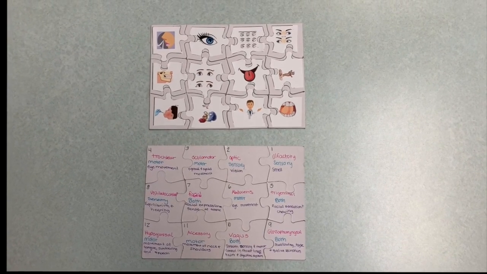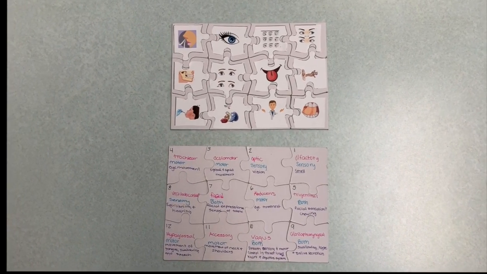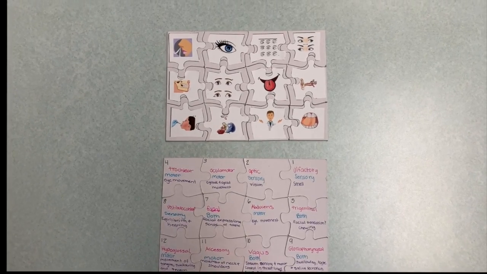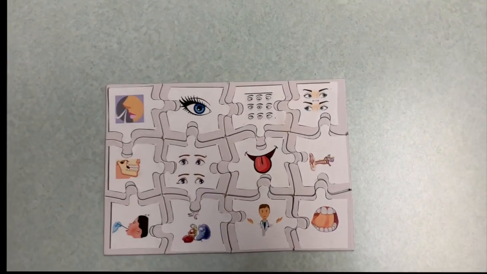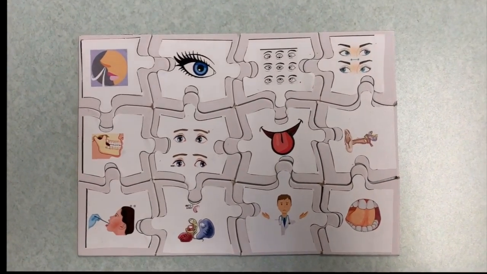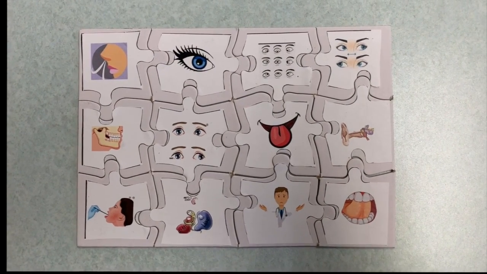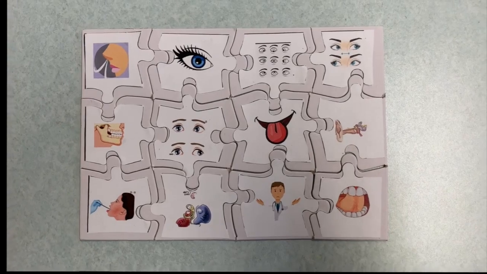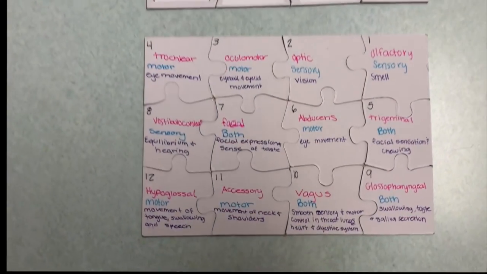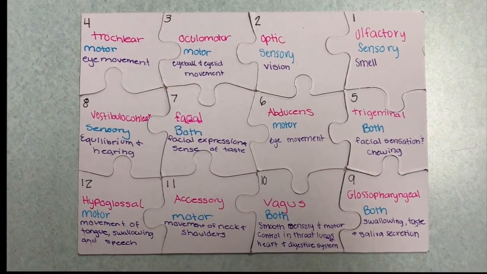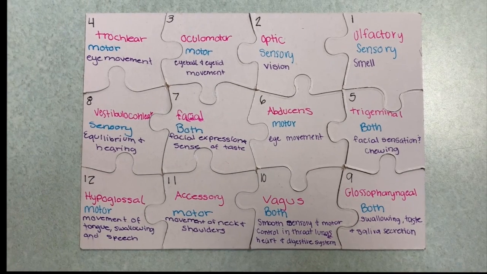So for our assignment, we decided to do a puzzle. On the first puzzle, you see 12 pictures that represent the cranial nerve and what it would look like if there was a lesion on the nerve. On the second puzzle is the name of the nerve, what it carries, and a short synopsis of its function.